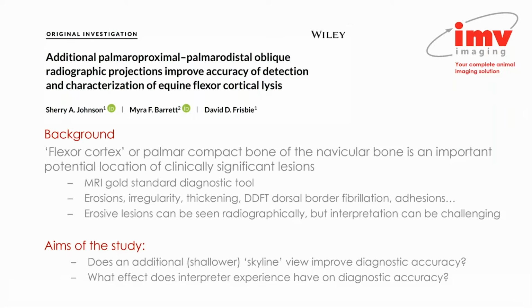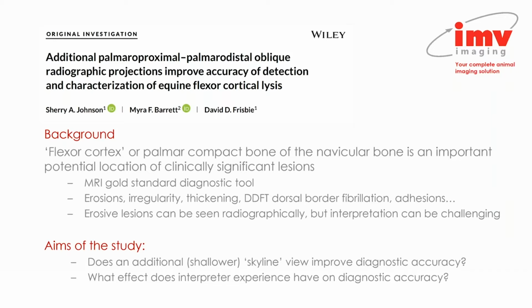So this first paper, which is titled Additional Palmaroproximal Palmarodistal Oblique Radiographic Projections, which are also known as skyline and navicular views, improve diagnostic accuracy of detection and characterization of equine flexor cortical lysis. So they're referring to the flexor cortex or the palmar compact bone of the navicular bone. And this is potentially a very important location of clinically significant lesions.